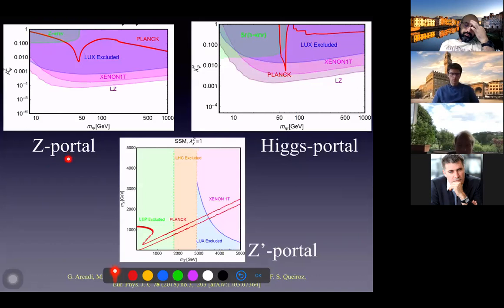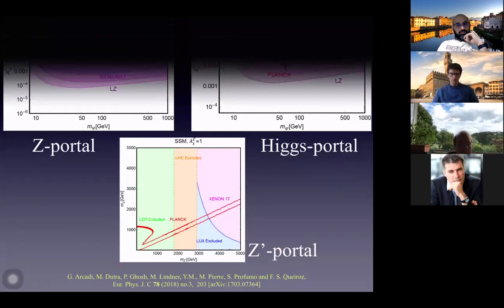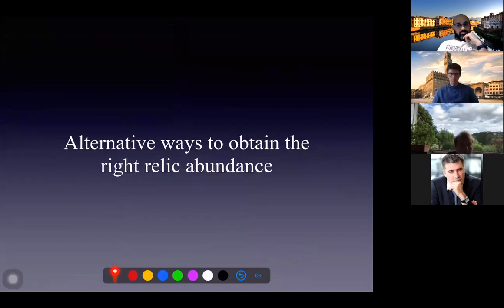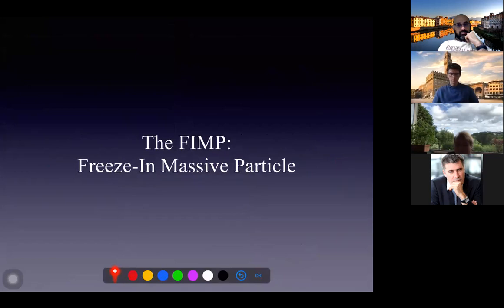So one alternative way, you have a lot of alternative ways, but one which is quite nice, and I see that Matt Russell is there, so he knows very well, to obtain the right relic abundance, is what we call the FIMP. So freeze-in massive particle, feebly interacting massive particle. FIMP, as I understood it, is mainly the fact that you produce dark matter not when you go out of the thermal bath, but on the way to reach the thermal bath. So on the way to reach the thermal bath, you begin to decouple from the thermal bath.